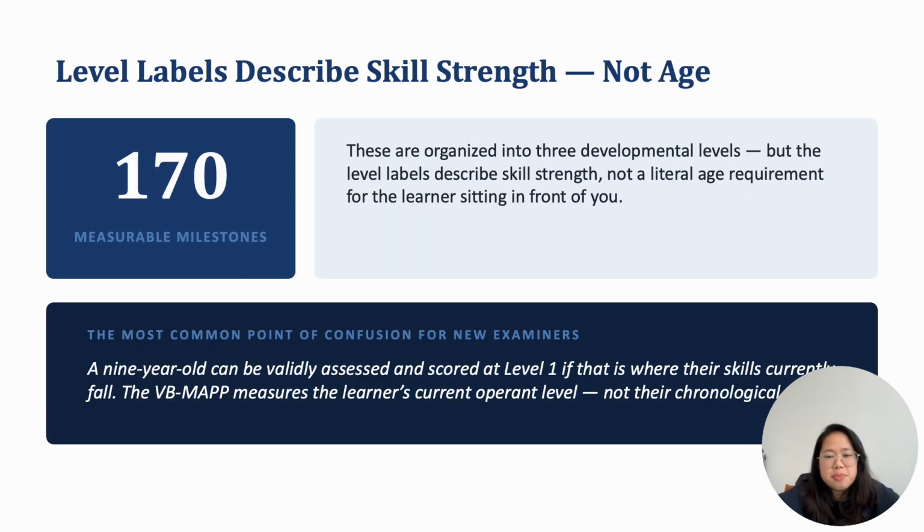So the Milestones Assessment has 170 measured milestones split across 3 developmental levels. So here's the thing almost every new examiner gets wrong. Those levels describe skill strength and not a literal age requirement for the kids sitting in front of you. Okay? So for example, a 9-year-old can be validly assessed and score at level 1 if that's genuinely where their skills fall. Because the VB-MAPP measures operant level and not birthdays. Okay, so hold on to that idea because it matters for everything else in this section.